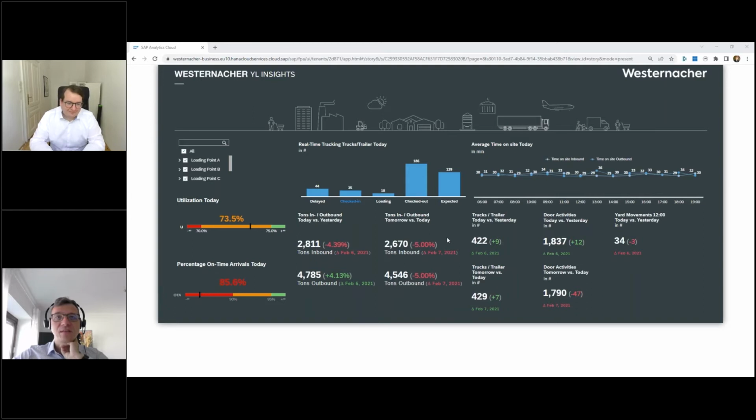So as said, this is basically the starting point to see how you are performing with your yard. You see in the middle how the trucks that you expect for the day, how is your yard doing? What trucks are delayed? Which trucks have been checked in, are currently loading, have already checked out, but also what is still to come. So how much more work do you still need to handle?